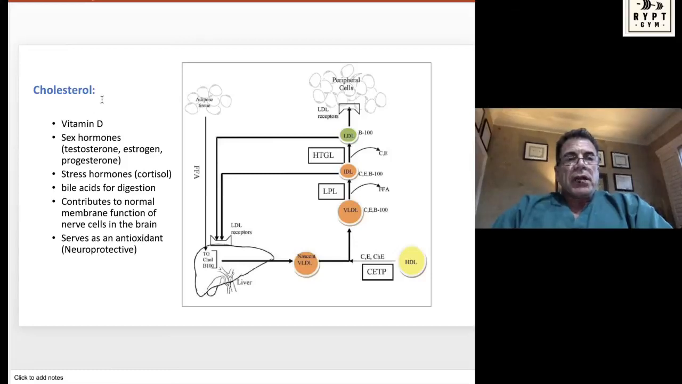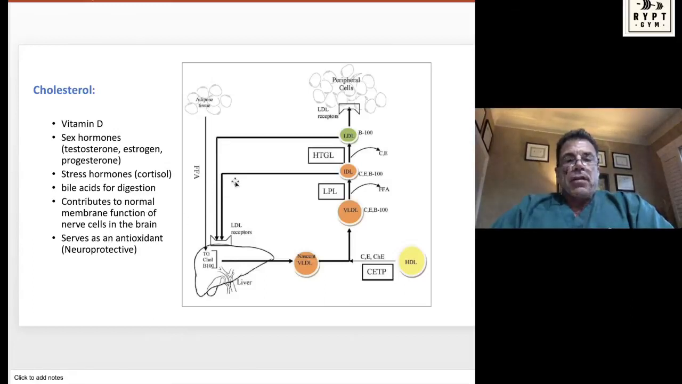So cholesterol gets a bad rap, but cholesterol is a requirement. It's a steroid molecule and is the backbone for vitamin D, for sex hormones such as testosterone, estrogen, progesterone. Cortisol, our stress hormone, has a cholesterol backbone. Cholesterol is used for our bile acids for digestion, and it's part of our cell membranes, which are mostly fatty.